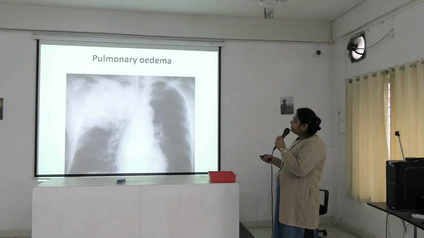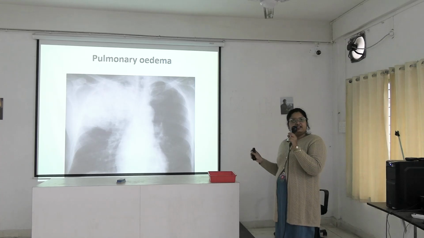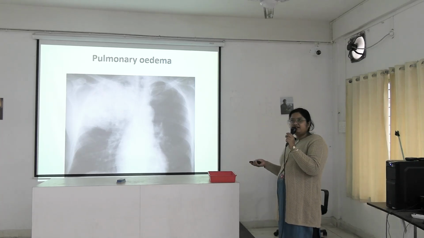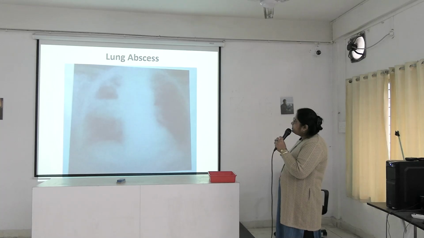Next, pulmonary edema in these areas. Not the whole of the area is white. Some white areas, patchy white areas. Okay. So that's how pulmonary edema is represented. Here also both the lobes are involved. Okay, pulmonary edema.